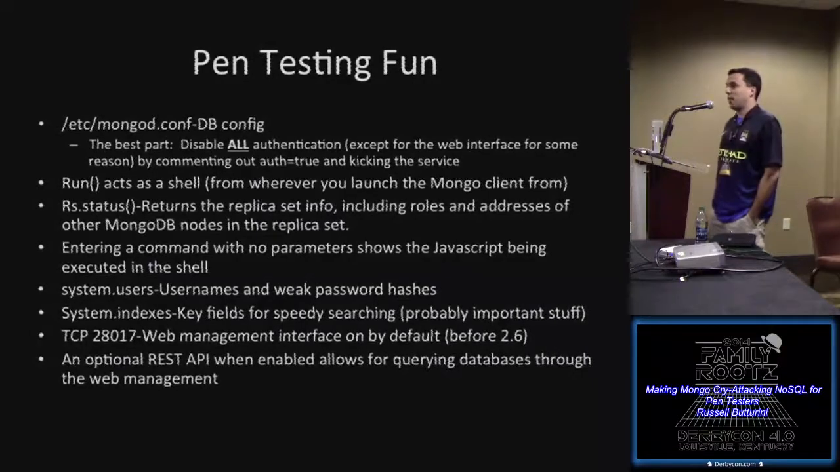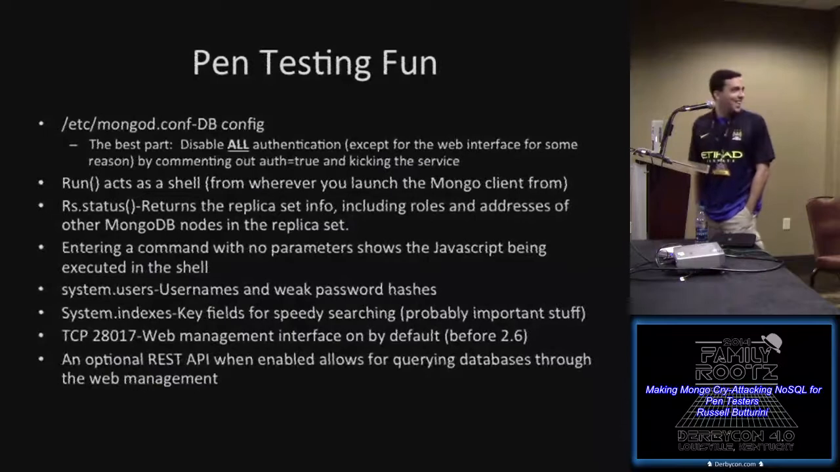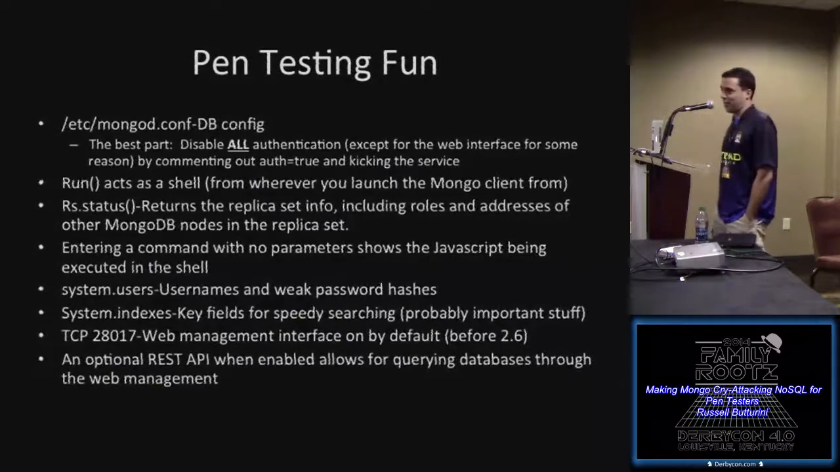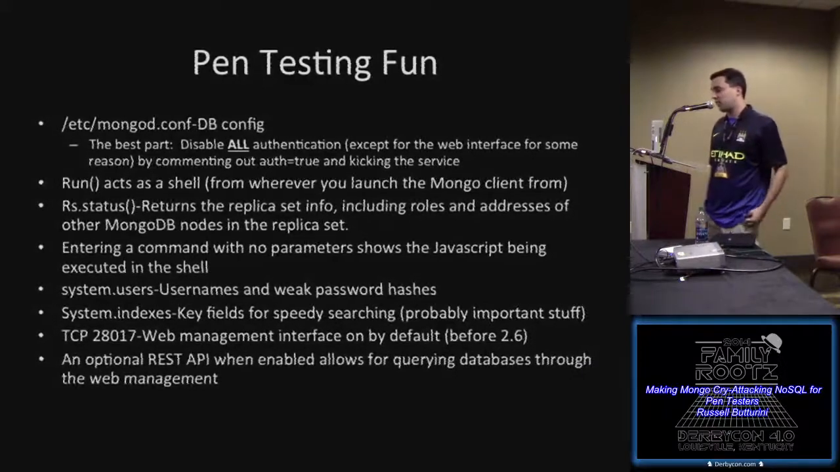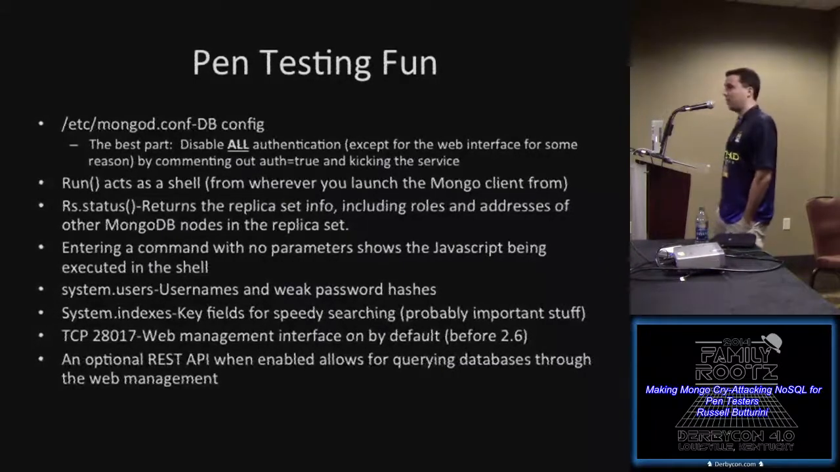I have a tool for that, and it will do it all for you. System.indexes will actually tell you where the important stuff in the database is, because those are the fields they've chosen to index to speed up searching. And there is a web server that runs on TCP 28017 by default before 2.6. It's disabled in 2.6. And there's a REST API. Now, the REST API is not turned on by default, but you can actually query the database directly if it is turned on.